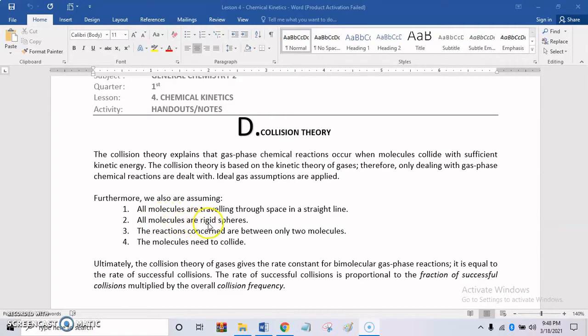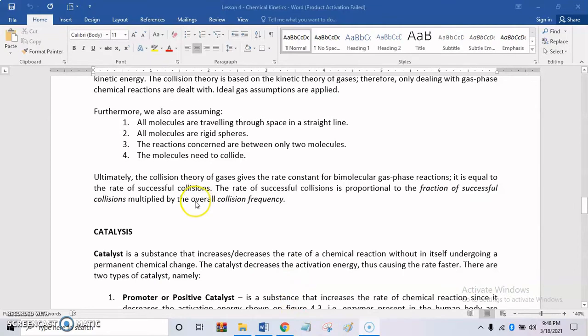Second, all molecules are rigid spheres. Third, the reactions concerned are between only two molecules. And fourth, the molecules need to collide. Ultimately, the collision theory of gases gives the rate constant for a bimolecular gas-phase reaction. It is equal to the rate of successful collisions. The rate of successful collisions is proportional to the fraction of successful collisions multiplied by the overall collision frequency. We will not elaborate on this further.